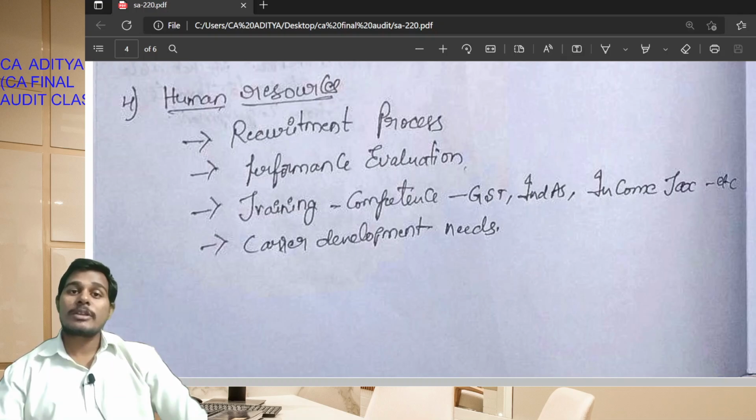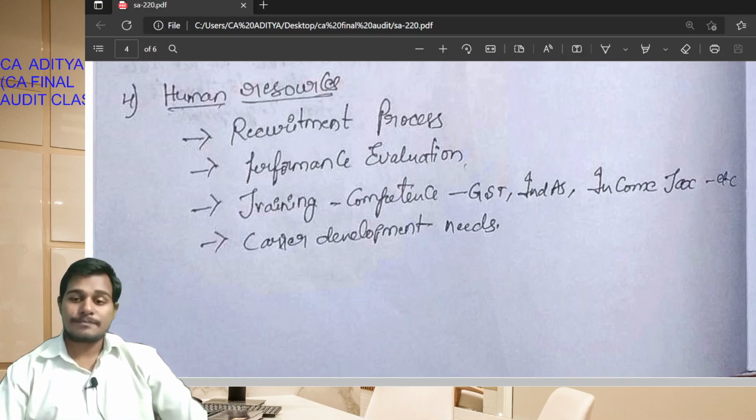We should recruit them. There should be a process, that is, the policies and procedures should be strict in the case of recruitment and performance evaluation. The staff in the client office or the engagement team should be verified, their performance should be evaluated on a regular basis, and proper training should be given in GST, income tax or any corporate related matters. Career development needs, that is, being up to date regarding developments of the profession, should be taught to the staff for the purpose of competency.